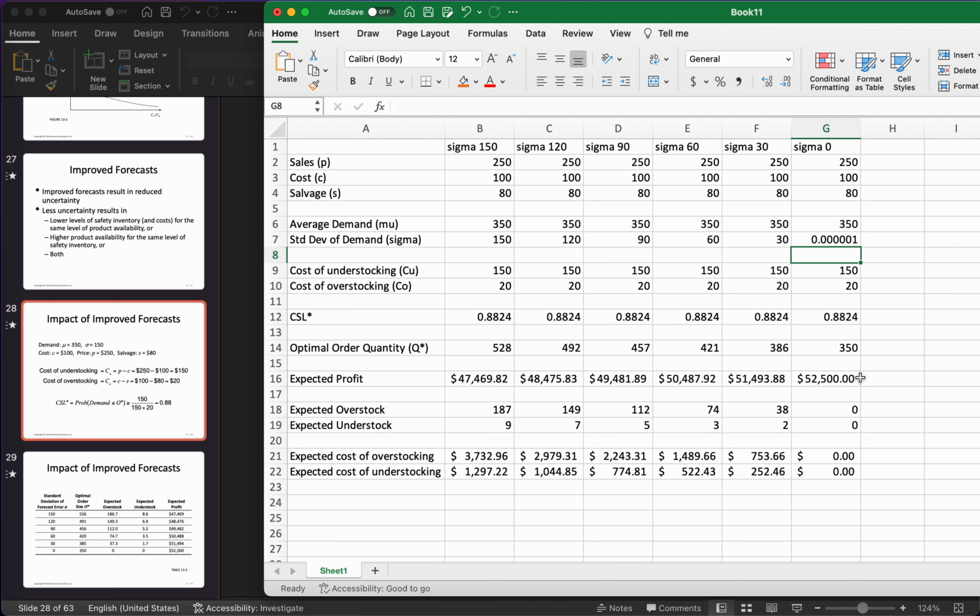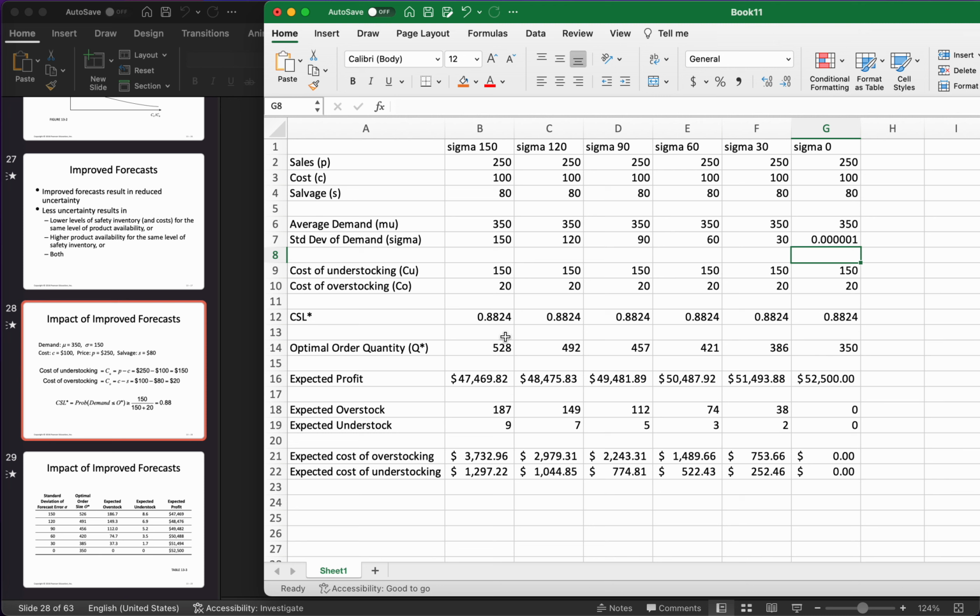So your expected profit is 52,500 because you know that demand is exactly 350 units. You will order exactly 350 units. It makes no sense for you to order any other items because you know that there is no variation in demand and demand is exactly 350. You'll have no understock, no overstock, no cost of understocking or overstocking, and that's the amount of profit you are going to make. You will make $150 profit on each of them. So it's $150 times 350, which is 52,500, right? So that's the absurd case. Don't worry about that.